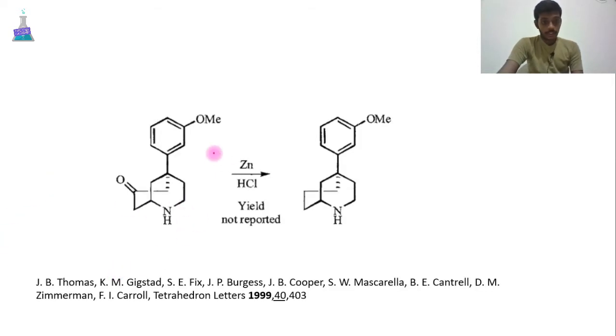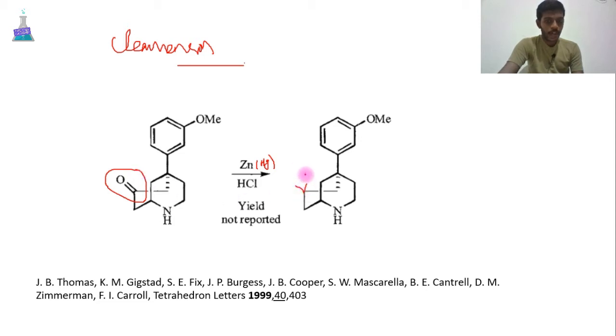See, this is the example. The starting material is this one. We are adding zinc amalgam, Hg, in presence of HCl. This is the Clemmensen reduction. The deoxygenation of this double bond O will happen here and the methylene group will add here, forming the alkane.